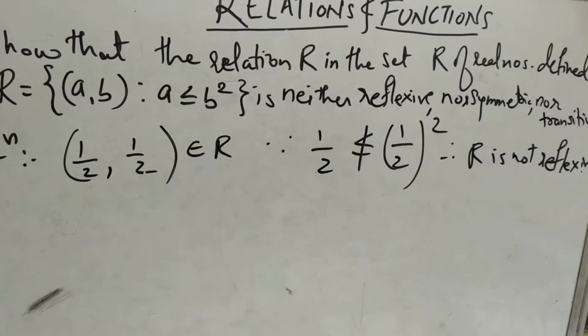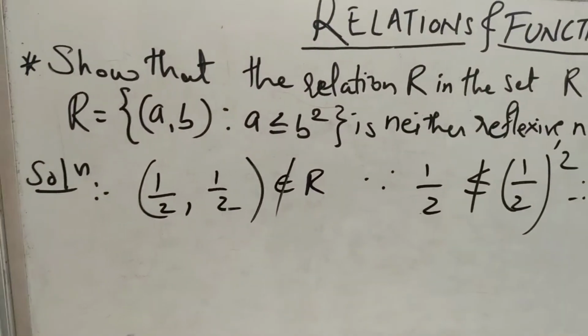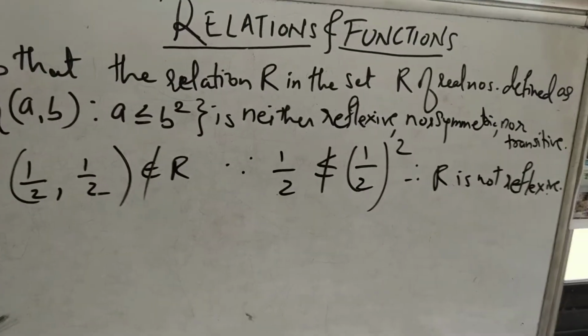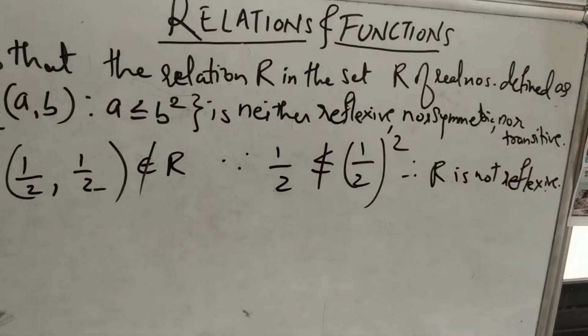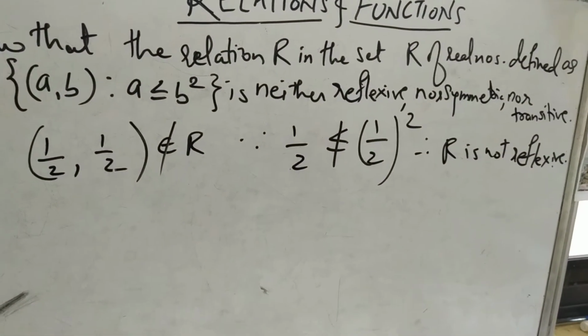So by taking an ordered pair (1/2, 1/2), which does not belong to R, as 1/2 is not less than or equal to (1/2)², therefore R is not reflexive.